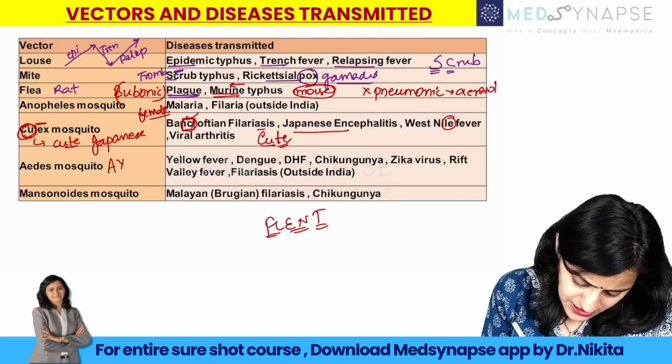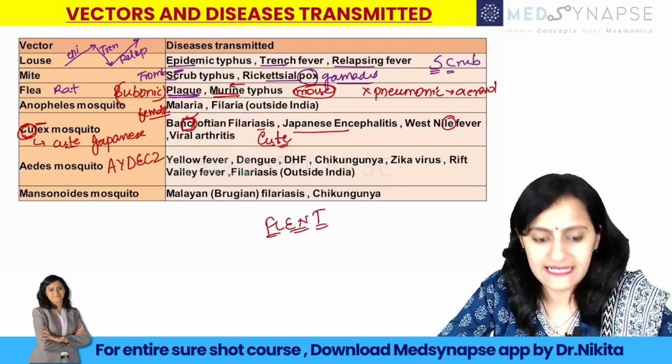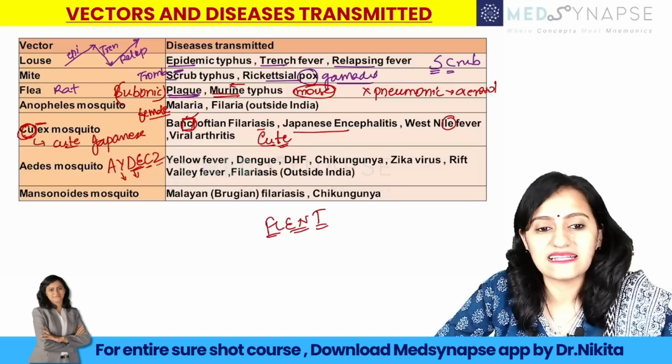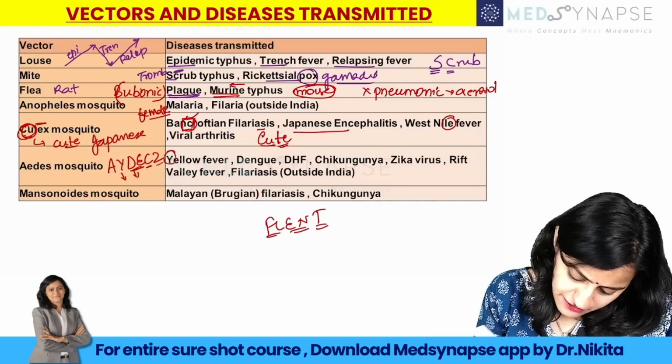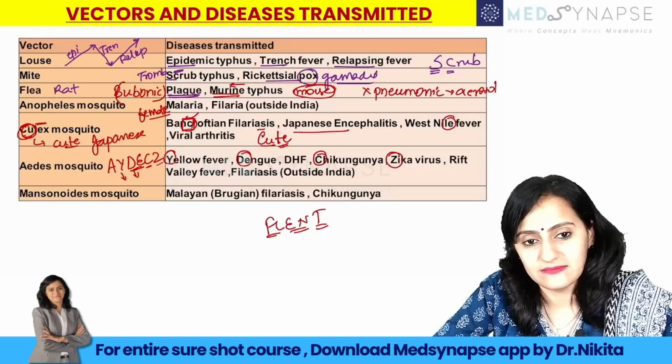Aedes mosquito, you write it as Aedes. Okay, you spell it like A-E-D-E-S, Aedes. So Aedes causes yellow fever, dengue, chikungunya, and Zika. Okay, so it is yellow fever, dengue, chikungunya, and Zika. Okay, that is Aedes.